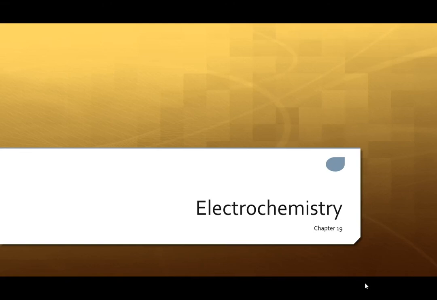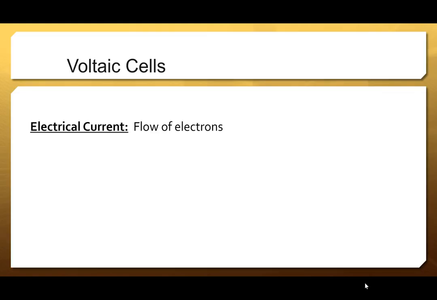Guys, welcome back to chapter 19. What we're going to do now is apply what we've learned in electrochemistry to useful scenarios. So we're going to make things out of our redox reactions. Okay. So first thing we need to talk about is Voltaic cells.